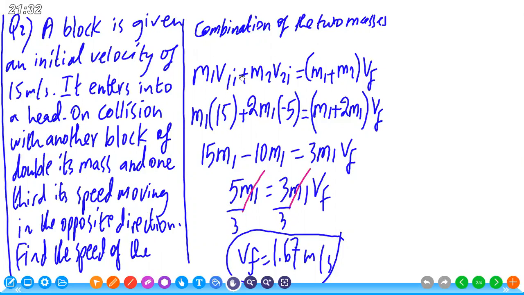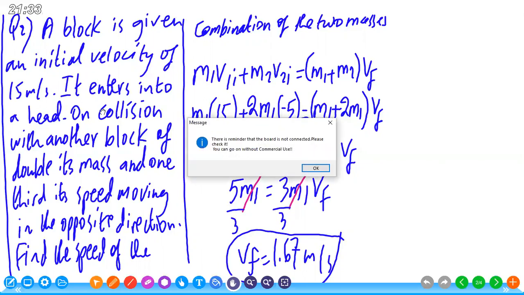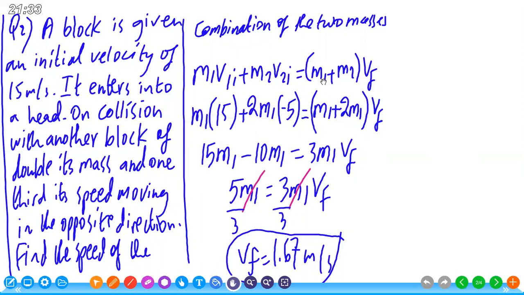In this case, what I am going to do, M1 V1 initial plus M2 V2 initial is equal to M1 plus M2 into V final. M1 times V1 initial, which is going to be 15. M2, it is 2 M1, don't forget. V2 initial, it is -5, 1/3 of 15 in the opposite direction, equal to M1 still M1, M2 is 2 M1 into V final, which is unknown.